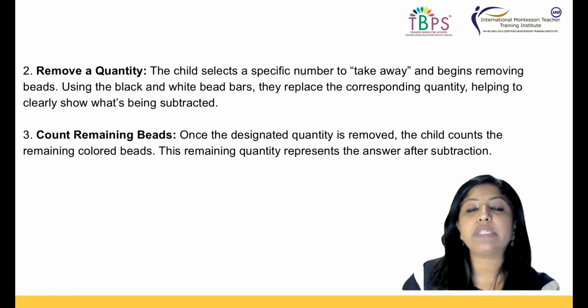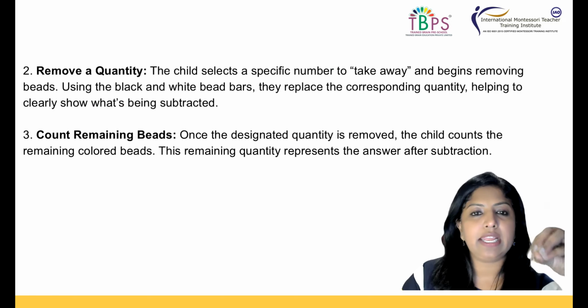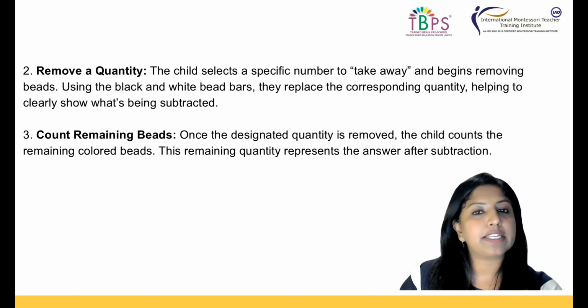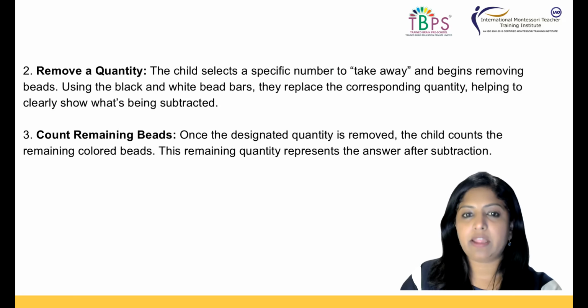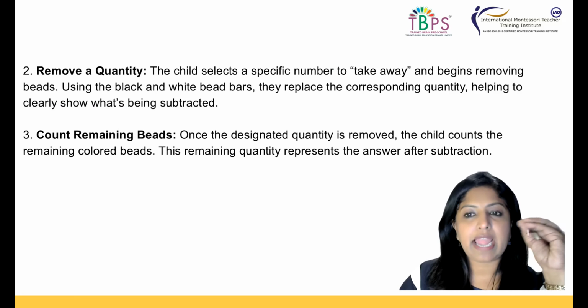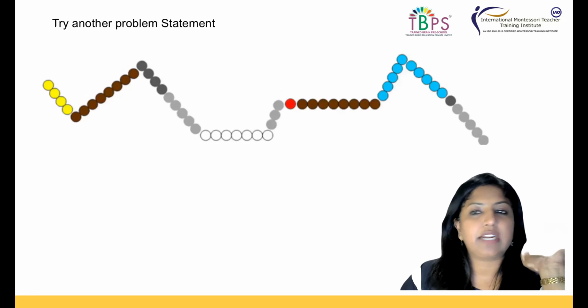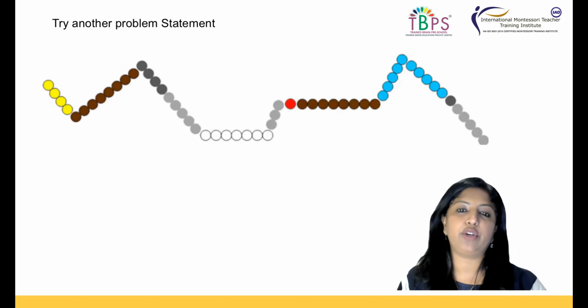So as I showed you, you will start to take away the quantity and you start replacing if you're getting any other replacement, either with the black and white or with the corresponding golden bead bar. Now count the remaining beads and replace them with the colored beads. So this is the process that you're going to be continuing. Now I have one more problem. This is for your homework that you will do. Okay. Tell me what is this problem statement?